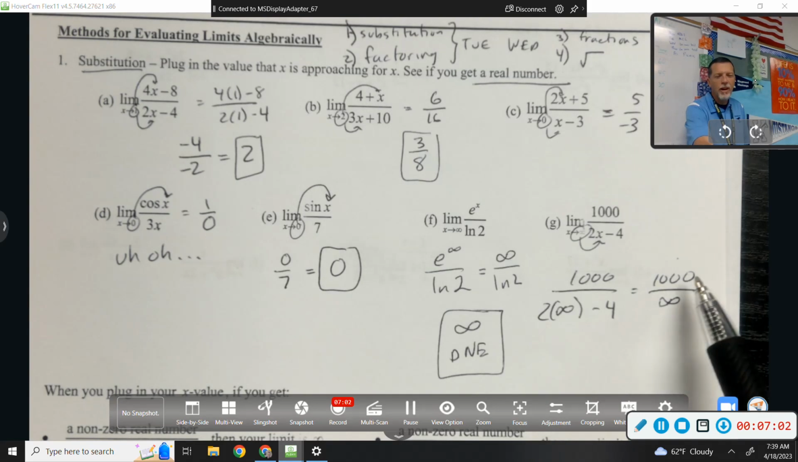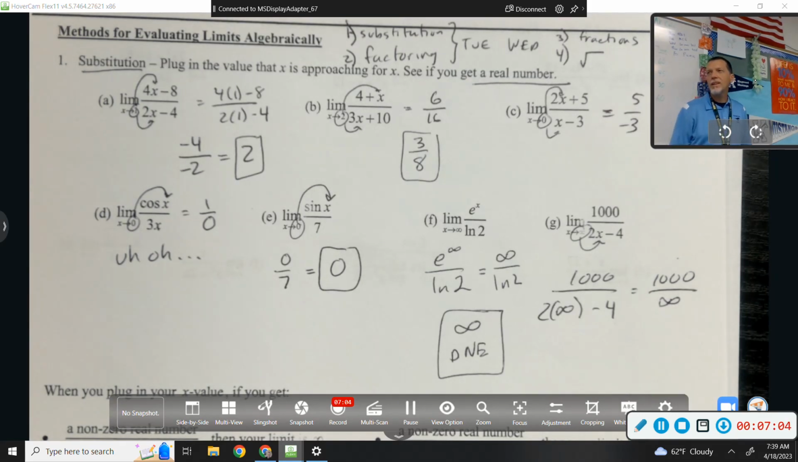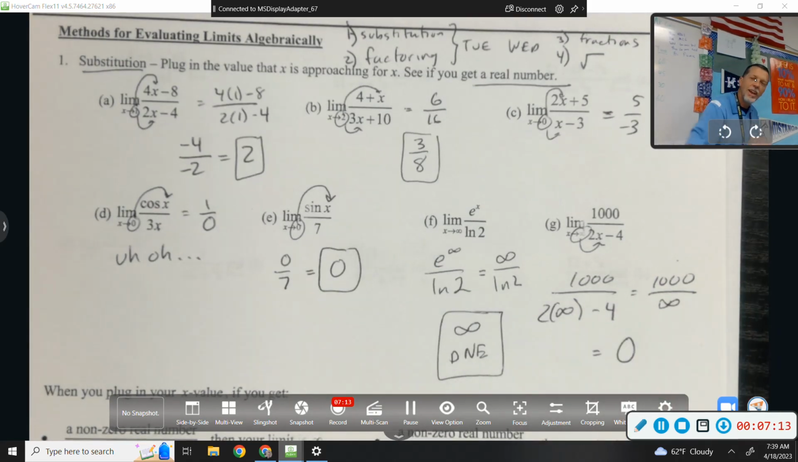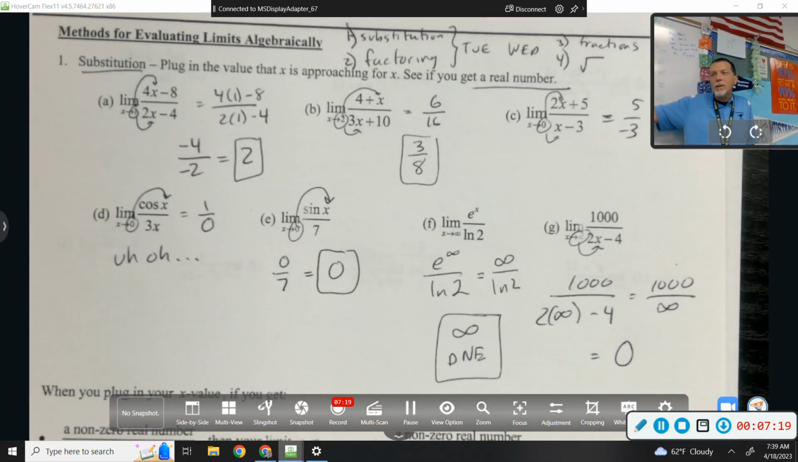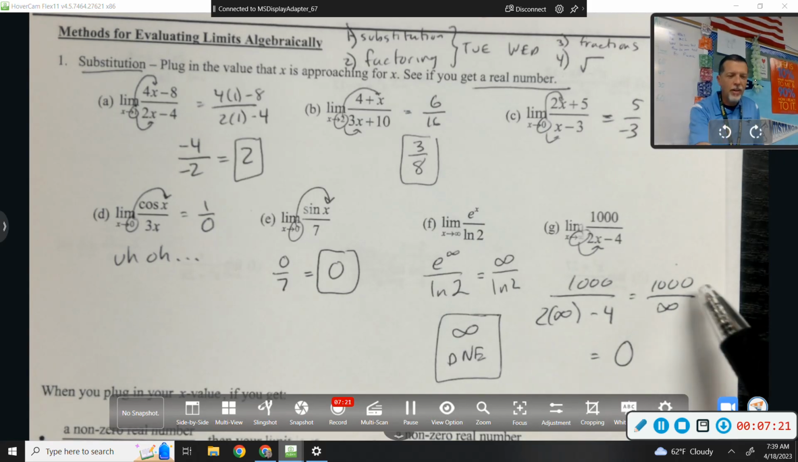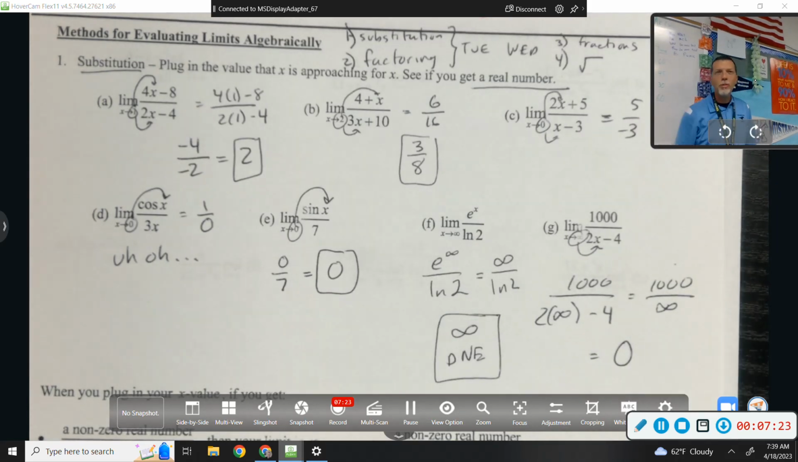Well, what do I do if I have 1,000 divided by a gazillion? How much money is each person going to get, roughly? Pretty much nothing. And the more people there are, the less they're going to get. So even though 1,000 is big, infinity is immeasurably bigger. And so if I try to divide up my $1,000 equally among a gazillion people, pretty much everybody's getting nothing.